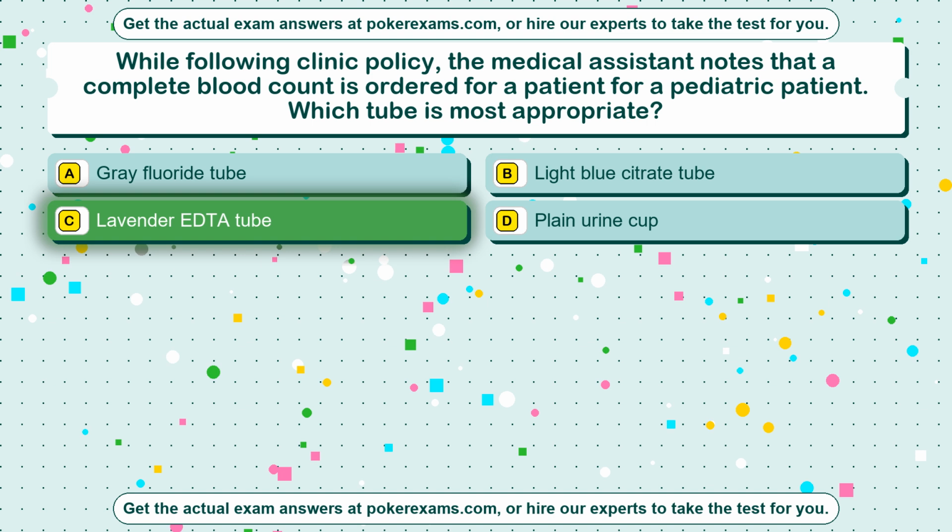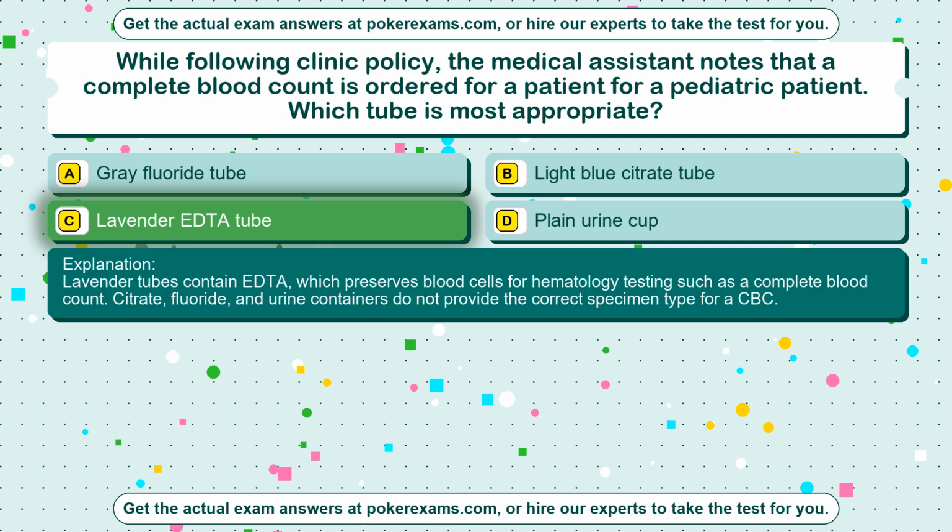The correct answer is option C, lavender EDTA tube. Lavender tubes contain EDTA, which preserves blood cells for hematology testing such as a complete blood count. Citrate, fluoride, and urine containers do not provide the correct specimen type for a CBC.